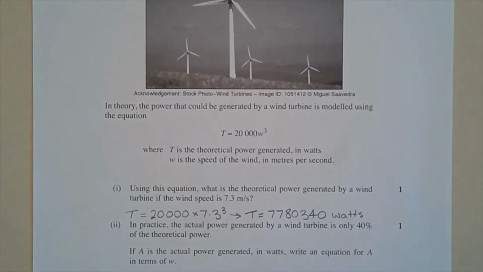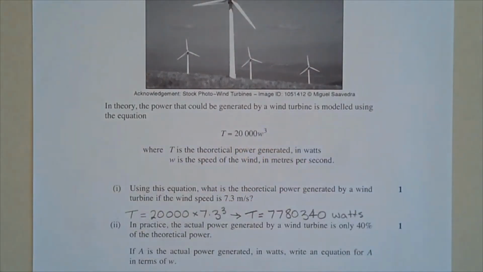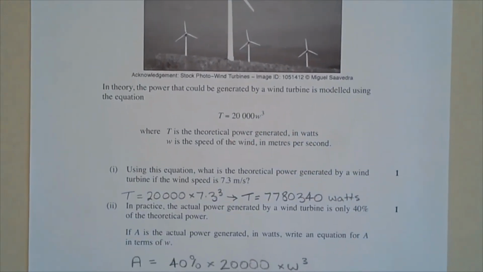Part 2. In practice, the actual power generated by a wind turbine is only 40% of the theoretical power. If A is the actual power generated in watts, write an equation for A in terms of W. So the equation will be 40% of 20,000 W cubed, since 20,000 W cubed is the theoretical power generated.